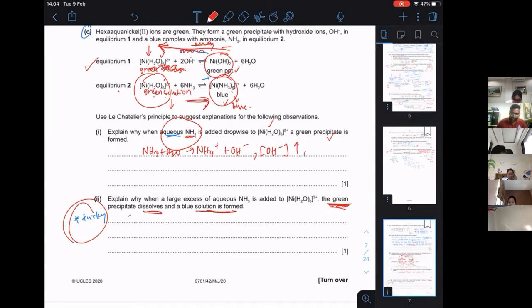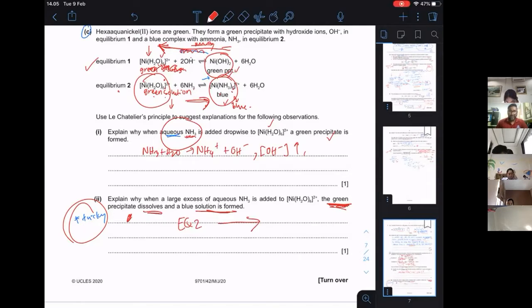And then, when a large excess is added, first what happens is going to be ammonia. So for the second equilibrium, equilibrium number two, they move to the right.